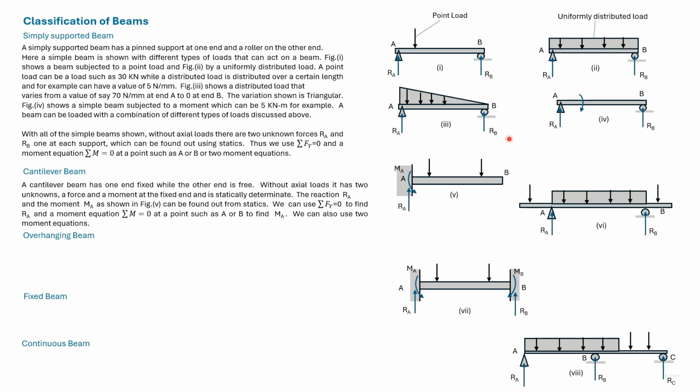An overhanging beam is similar to a simply supported beam. However, it has overhangs either on both sides or on one side, and these overhangs can carry loads. Without any horizontal forces, here again there are two unknowns and there are two equations. So an overhanging beam is also statically determinate.